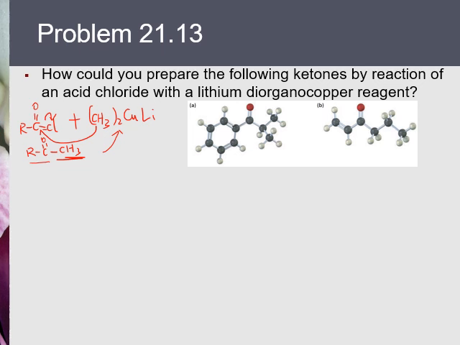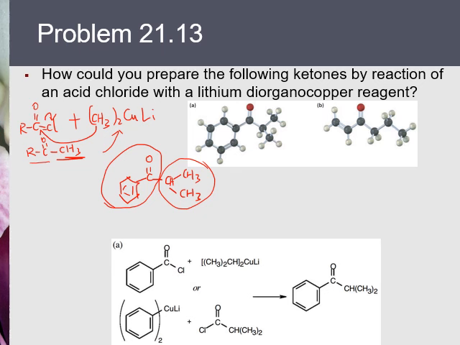So the first molecule has a benzene with a C=O double bond with a carbon hydrogen with CH3 CH3. So basically, it's isopropyl. Okay, so based on the reaction between acid chloride and Gilman reagent, we can see that there are two possibilities. One is this comes from the acid chloride, and this is a Gilman reagent. Okay, so that's one possibility.